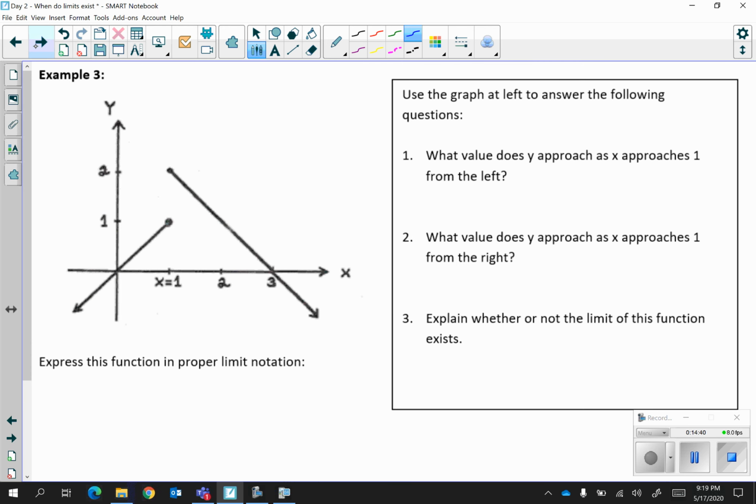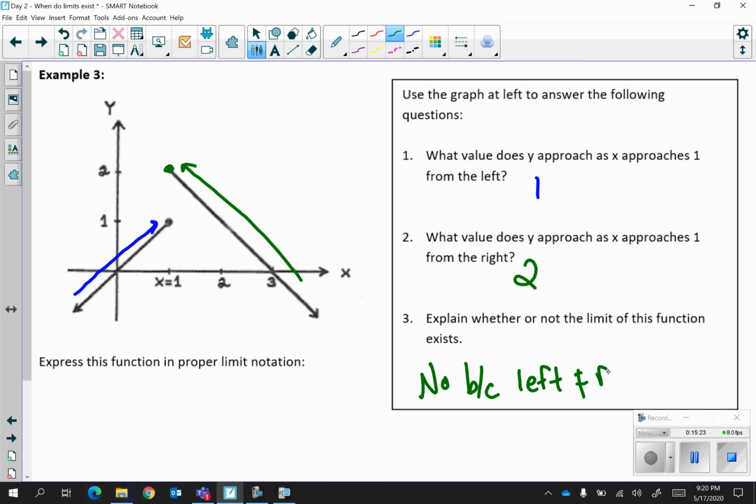Now for this one, we have used the graph at the left to answer the following questions. What value does y approach as x approaches 1 from the left? So we're looking here, and we have that y approaches 1. Now they're asking what value does y approach as x approaches 1 from the right. And we approach 2. So does the limit exist or not? And we're going to say no, because the left does not equal the right.